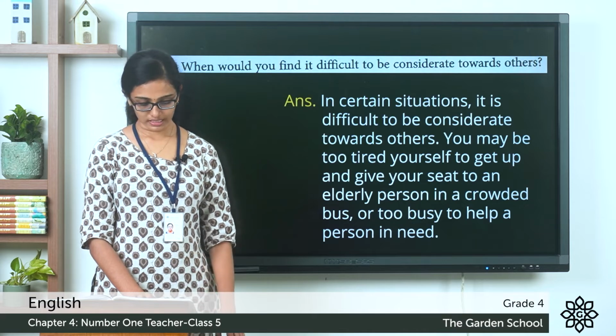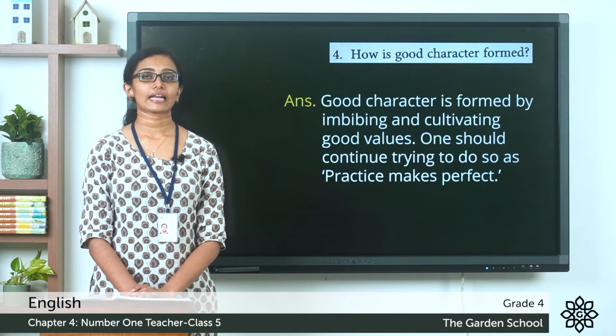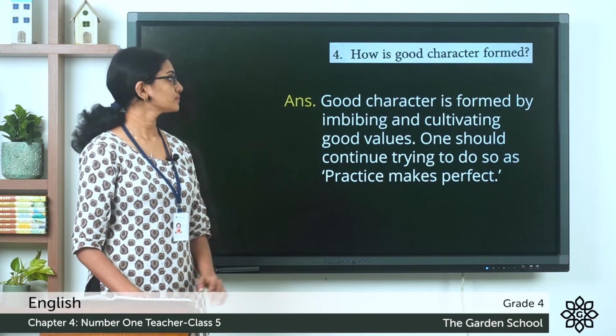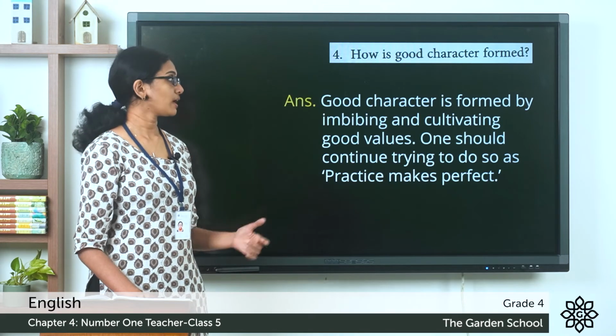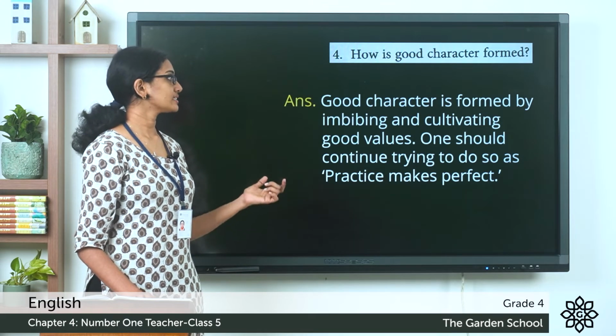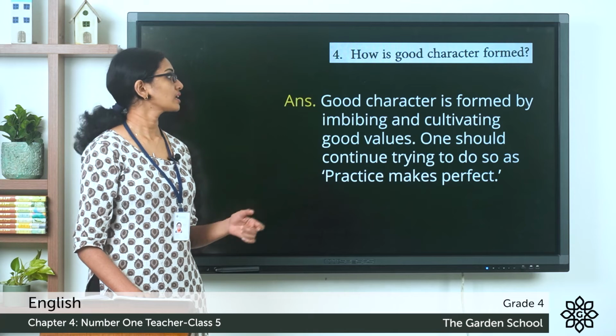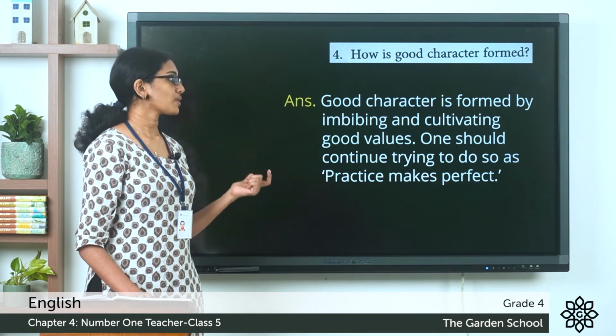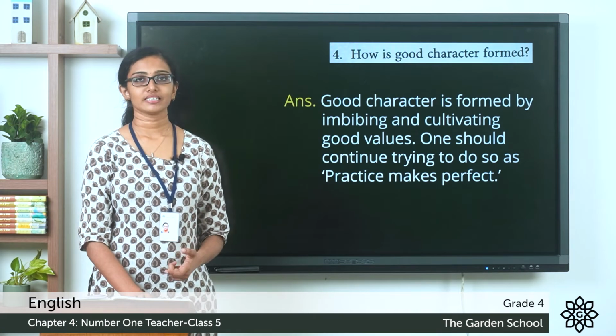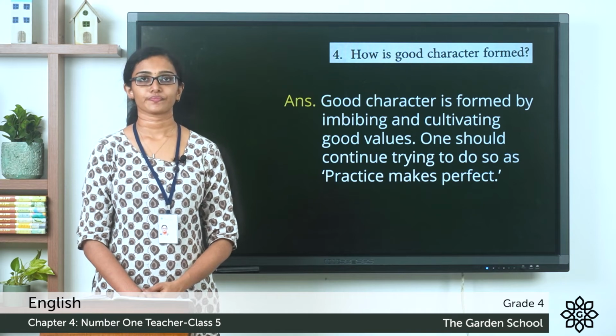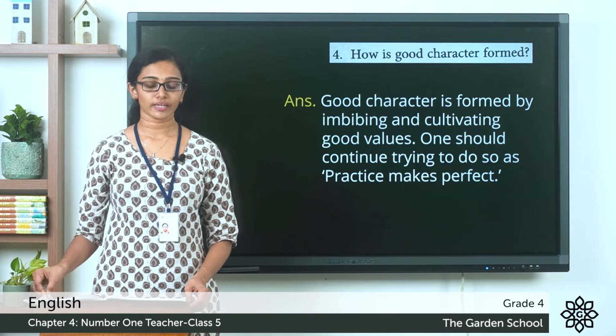Now, the fourth question, how is good character formed? Good character is formed by imbibing and cultivating good values. One should continue trying to do so as practice makes perfect. I hope you are clear with these questions.